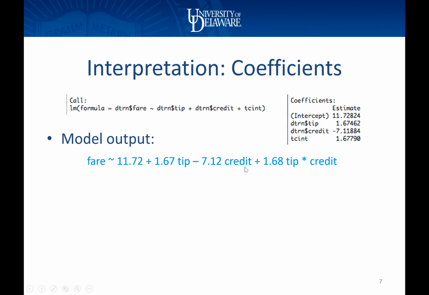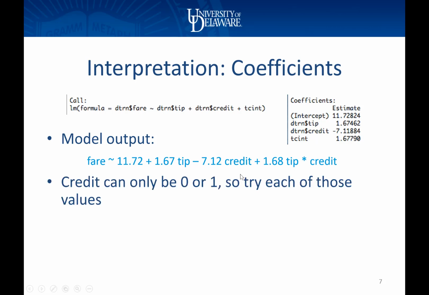So remember here that credit is binary. It's either 1 or 0. People pay in credit or they don't, and if they don't, they pay in cash. So since credit can only be 0s or 1s, let's plug in 0s and 1s for credit and see what happens. Consider if you were to plug in a 0 here, then this would be 7.12 times 0, and it would be eliminated from the model. And over here, 1.68 times tip times 0 is going to eliminate that entire term from this model.